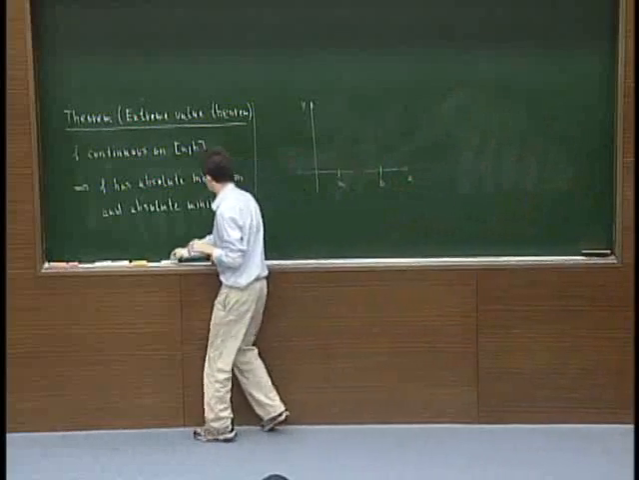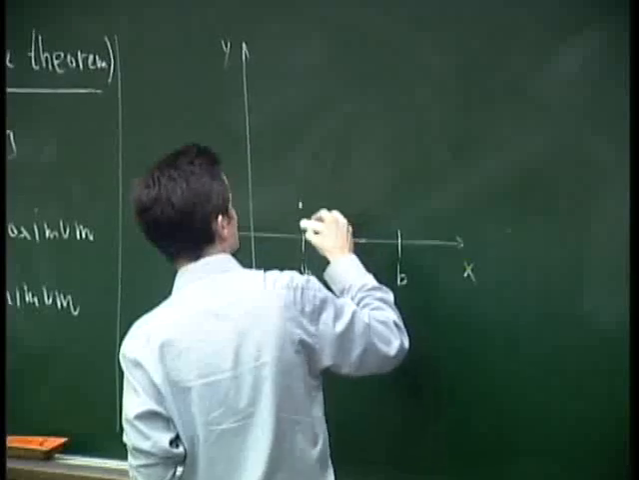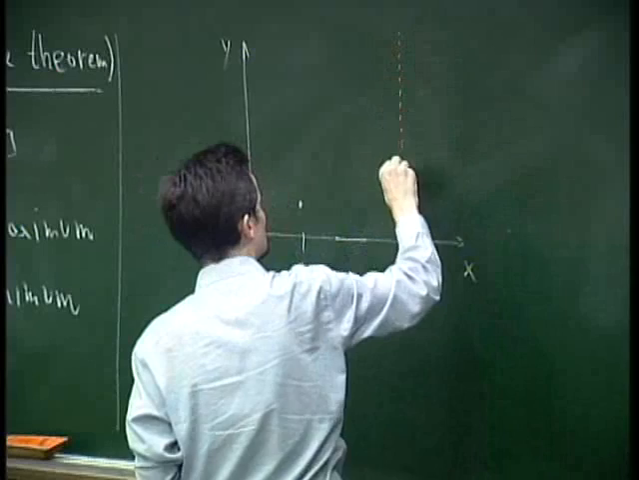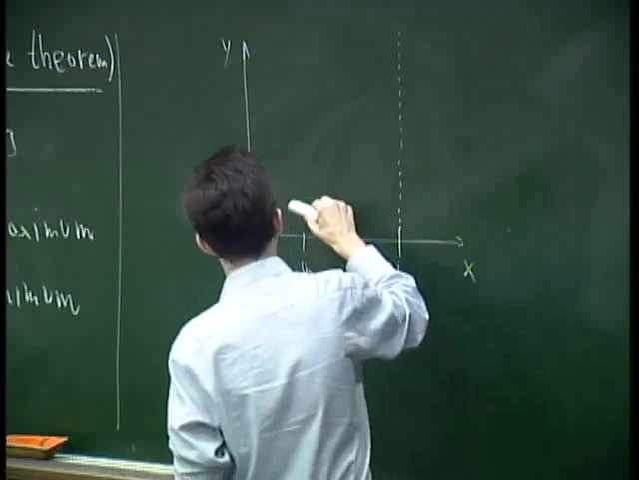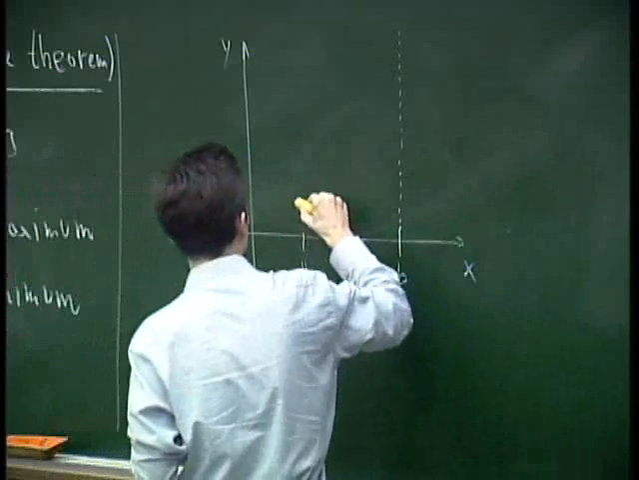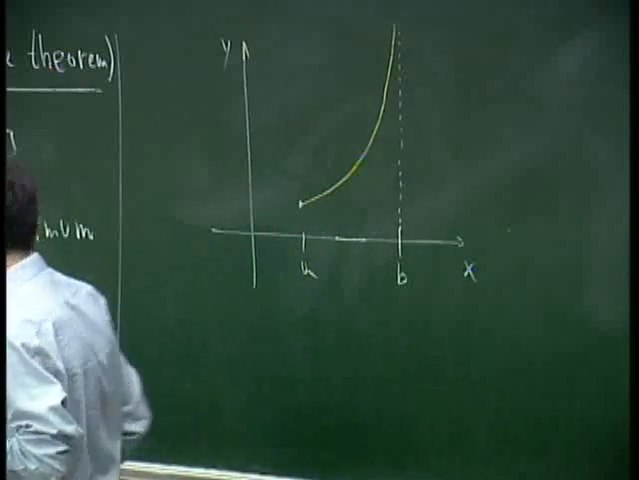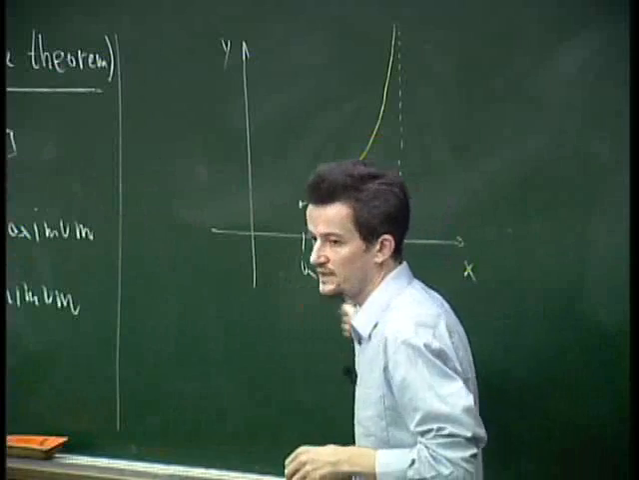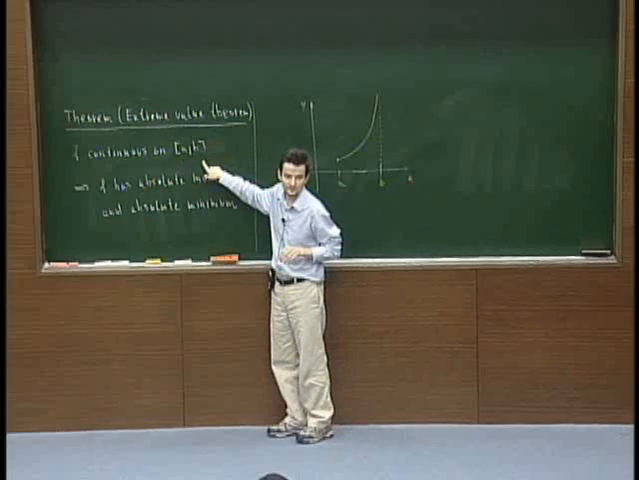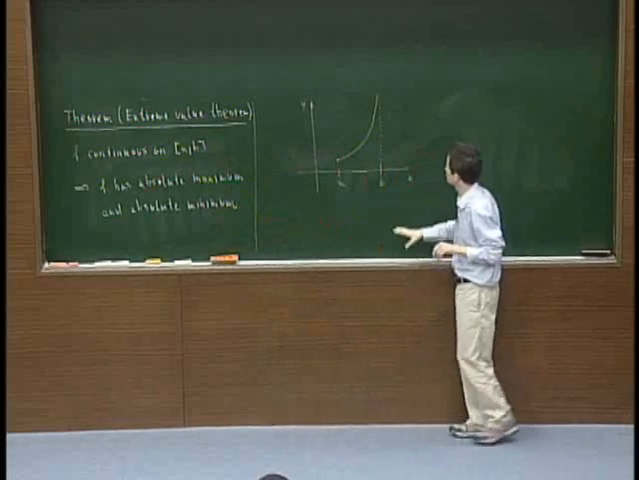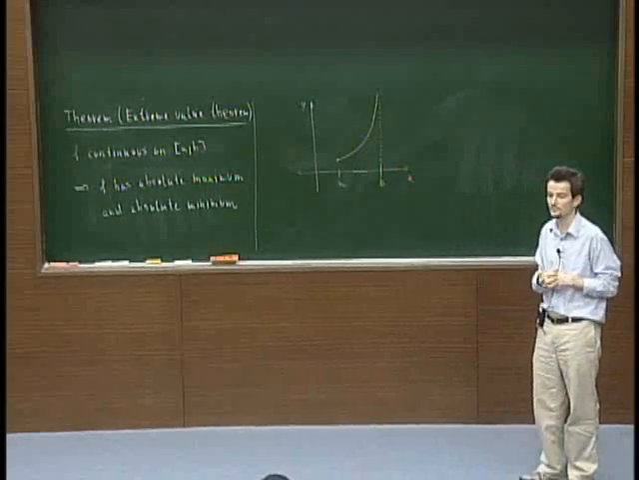For instance, look at a function which has a vertical asymptote at x equal to b, so our function looks like this here. This function would be continuous on the half-open interval from a to b. The only difference to this situation is the half-open interval. But still the conclusion is not true, because this function has an absolute minimum, but it doesn't have an absolute maximum.